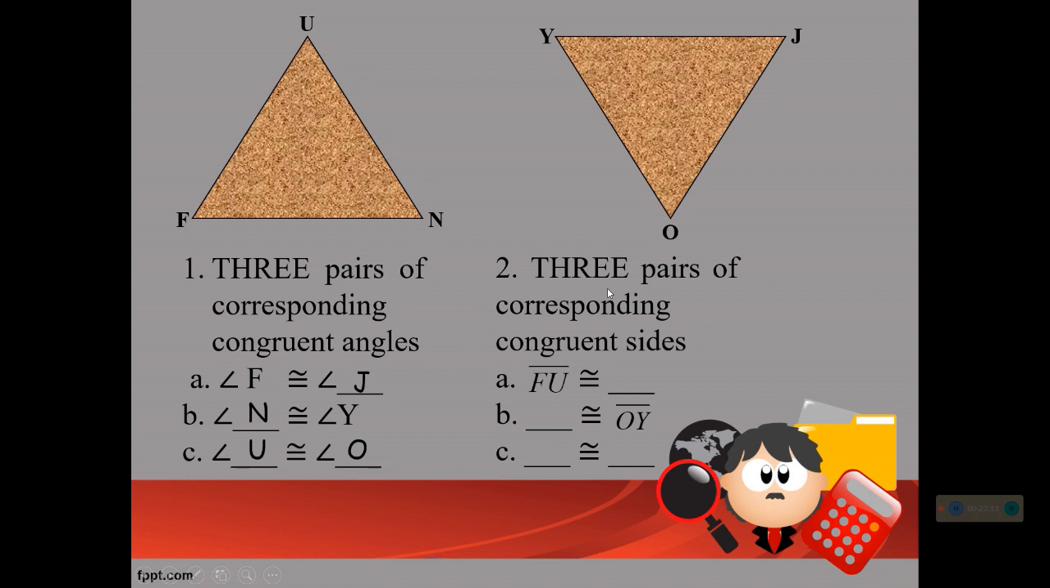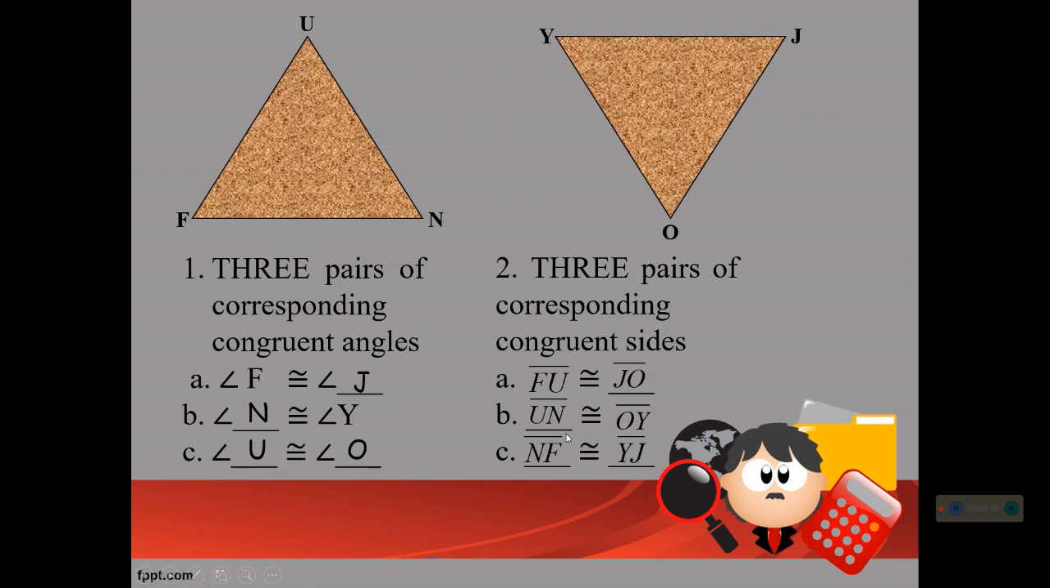Okay, so let's have number 2, the 3 pairs of corresponding congruent sides. Yes, segment FU is congruent to segment JO. Again, corresponding parts are also congruent. How about letter B? Blank is congruent to segment OY. That's correct, segment UN. And for the last, segment NF is congruent to segment YG.